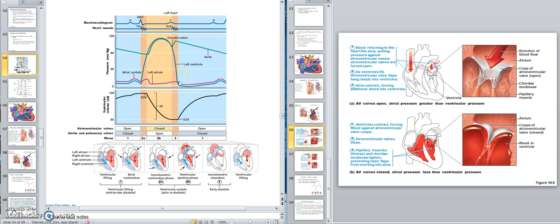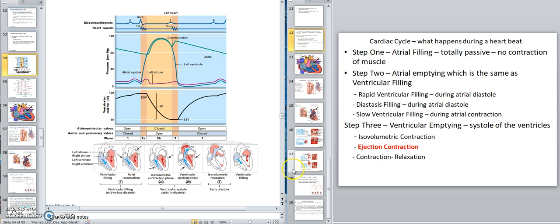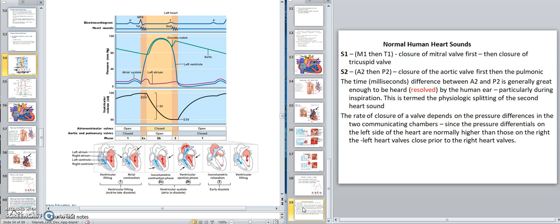All right. We go to the next portion here. Now we're into heart sounds. Now let's think about heart sounds. Heart sounds occur when valves close. Okay? We said there were two heart sounds, an S1 and an S2. The S1 consists of the mitral and the tricuspid, the S2, the aortic and pulmonic.